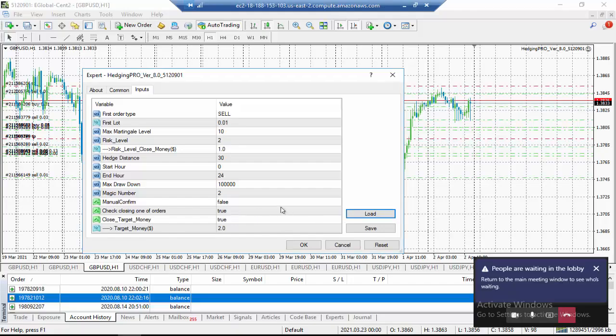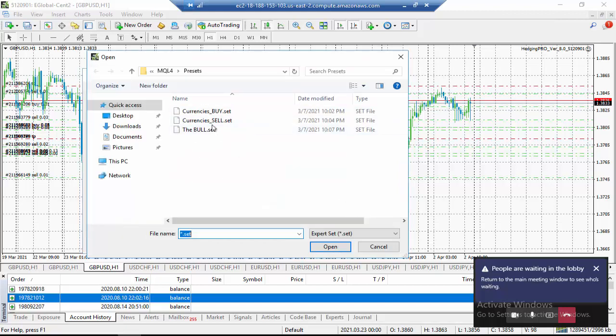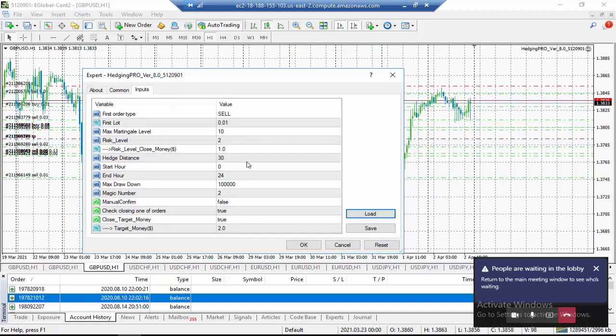Okay, let's go back to what we are saying. Let's say we have studied and saved the preset. We can just load our preset. When you click load, these are presets. You just click sell and click open, then all the parameters will be showing here. But because I've already put my parameters, I don't need to load it anymore.